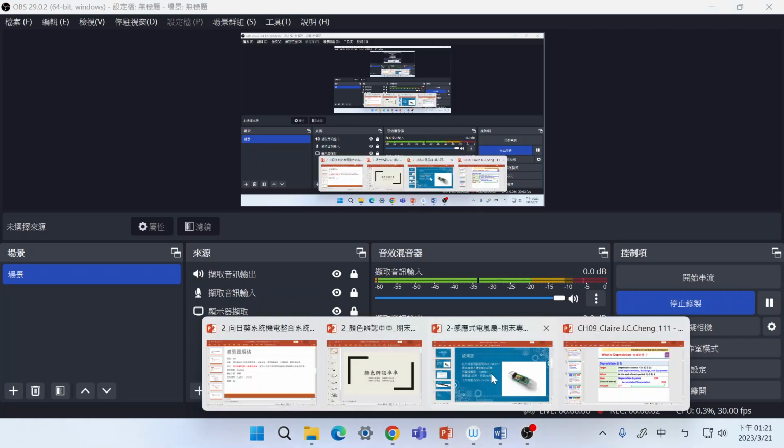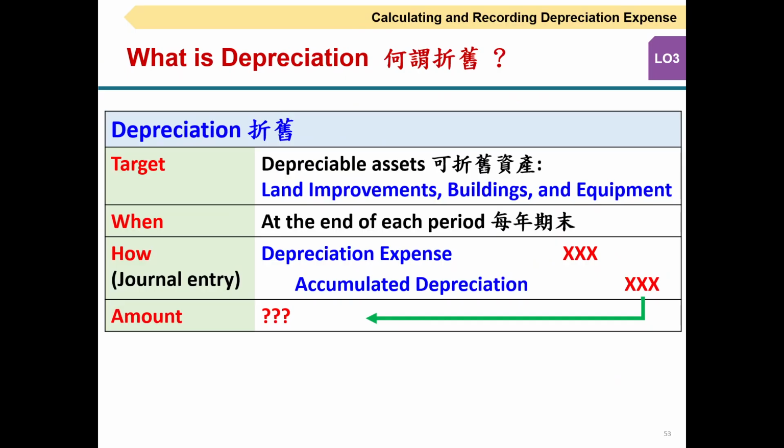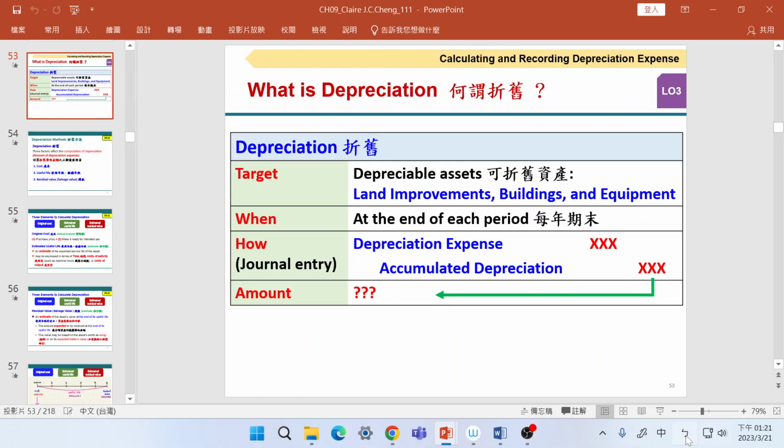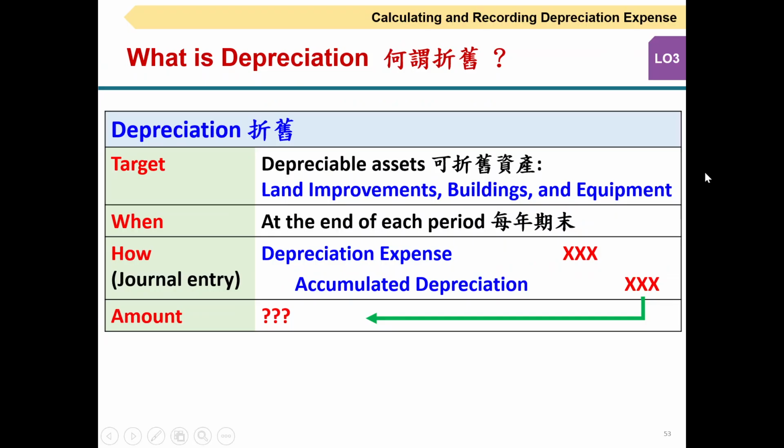Okay, so let's go to chapter 9. Last week, we talked about this. PPE, we have to do depreciation, right? So on your page 53, for depreciation, 折旧, why? When you used your PPE, your PPE's value ability decrease, right? When your PPE's value ability decrease, then we have to do depreciation, 提折旧, to tell users, investors, my PPE's value ability decrease. Why? After I use it, okay?